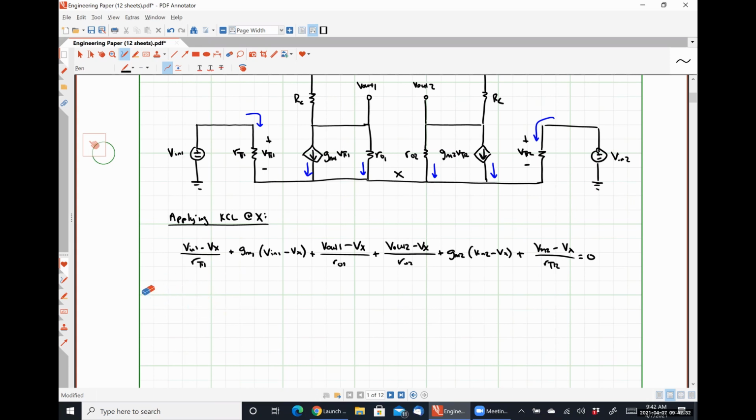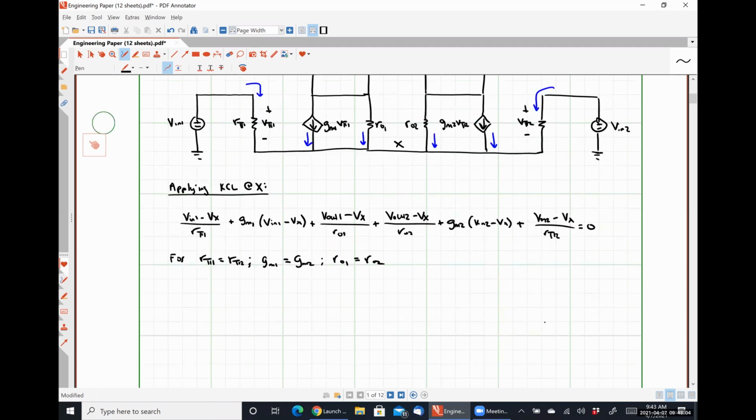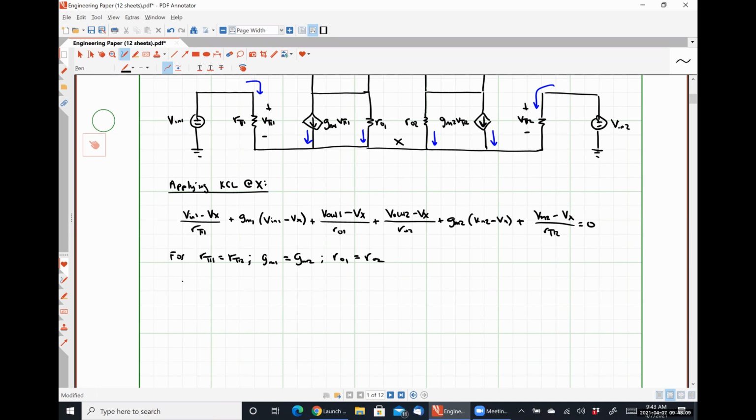All right, so for a well-designed differential pair, we are going to have perfect matching, right? And the cancellations that we are about to make will not work if we do not have perfect matching. So let me say specifically, for r pi 1 is equal to r pi 2 and gm1 is equal to gm2 and r naught 1 is equal to r naught 2. We can simplify this to be Vn1 plus Vn2 over r pi plus gm times Vn1 plus Vn2. I'm going to have a minus 2 Vx over r pi.